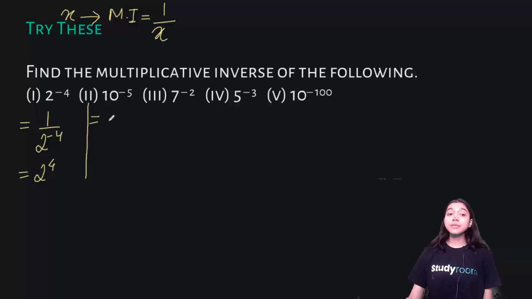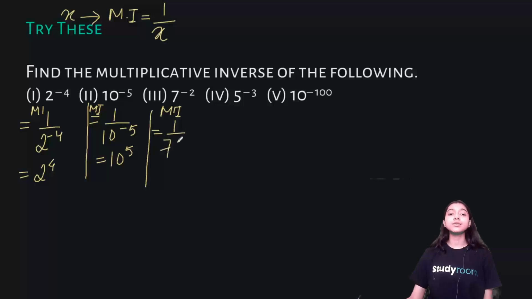So its multiplicative inverse will be the reciprocal of this number. That is 1 by 10 to the power of minus 5, which gives us 10 to the power of 5. In this question, 7 to the power minus 2. Here the multiplicative inverse will again be the reciprocal of the given number, that is 1 by 7 to the power minus 2, which gives us 7 square.